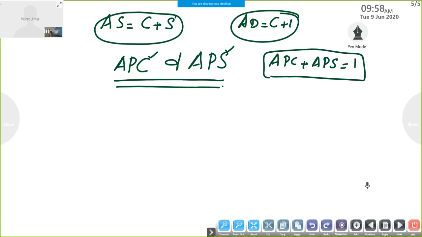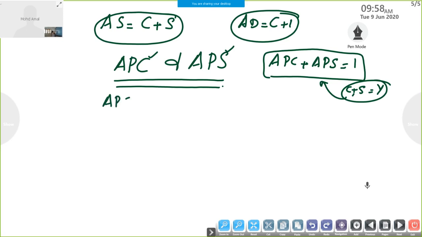We know if we have some income, definitely we can save or consume. Either it has to be consumed or it has to be saved. So C plus S will give income. From here, average propensity to consume and average propensity to save, if we take them together, will definitely be equal to 1.